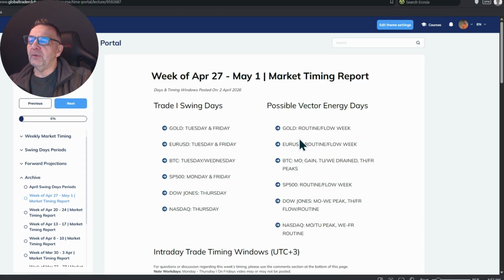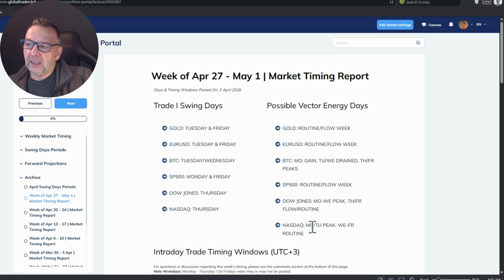Okay, and you can see for the vector days, I've got a routine flow week. It means just go with the technical analysis of the market, just go with how the market is doing. Sometimes we'll take a look at how Tuesday or Wednesday was. Monday, Wednesday, we'll see how that went as a peak, okay?